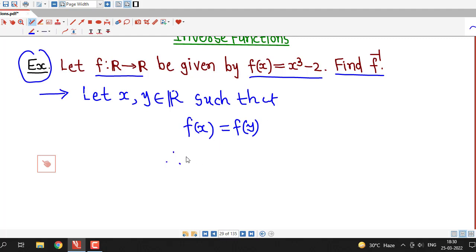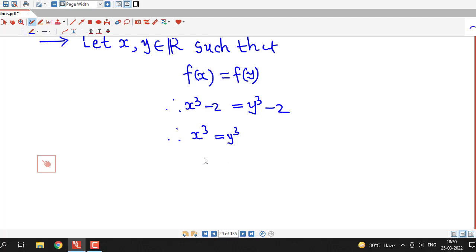Now f(x) is given by x cube minus 2, therefore f(y) will be equal to y cube minus 2. So therefore x cube equal to y cube, and x cube and y cube are equal if x equal to y. So therefore f(x) equal to f(y) implies x is equal to y. That means f is one-to-one.